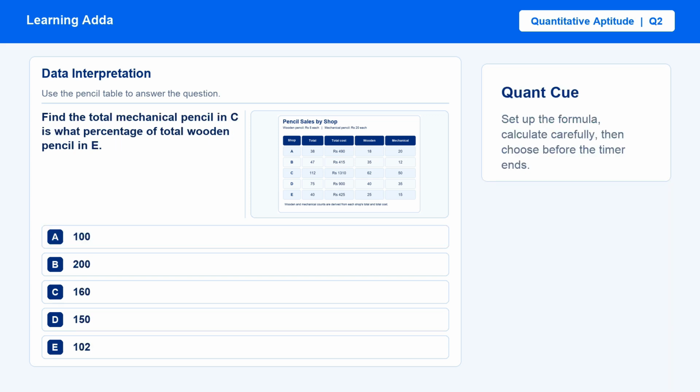Question 2. Find the total mechanical pencil in C is what percentage of total wooden pencil in E. Option A 100. Option B 200. Option C 160. Option D 150. Option E 102. The timer starts now.